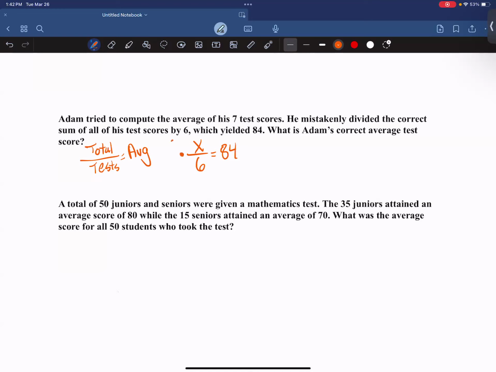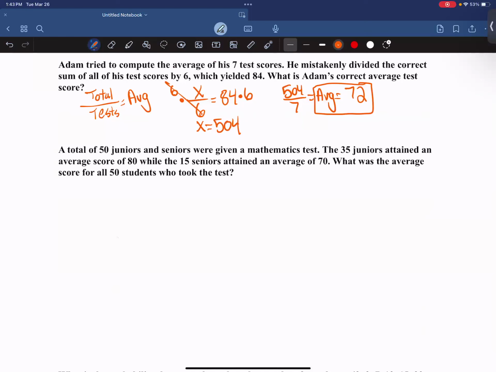Well, if we multiply both sides by 6, that's going to give us our total sum of test scores, which is 504. Then we can take 504 and divide it by 7 to arrive at our average, which is 72. So no sum needed here, just a simple, straightforward problem that you have to take a second to read to realize exactly how to set it up. We knew that when we divided our sum by 6, we got 84. So we needed to find the sum first. And that's what we did to get 504.